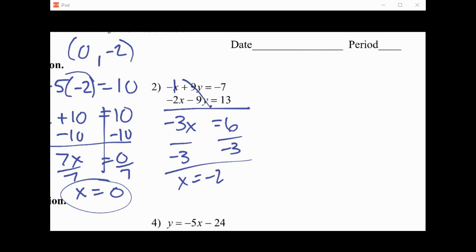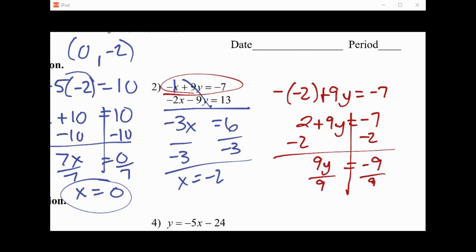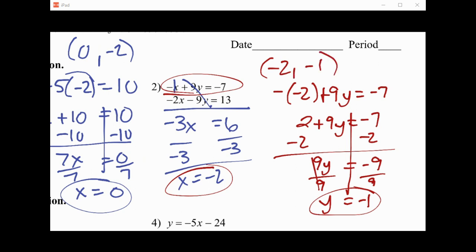Then to find y, I plug it into either equation. So negative 2, I'm going to do this one, plus 9y equals negative 7. So 2 plus 9y equals negative 7. When I solve, I subtract 2 on both sides, and then divide everything by 9. And I get y equals negative 1. So x always goes first in the point: negative 2, negative 1. Cool.